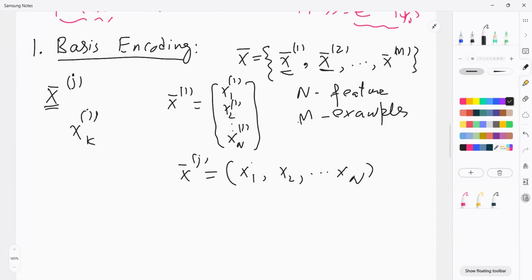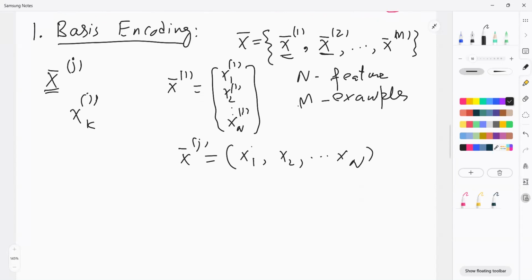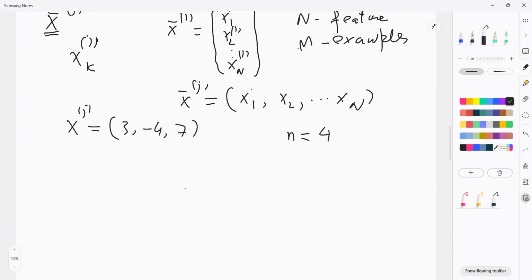All right. So with this convention, let's talk about an example. Suppose I have an example xj, like say 3, -4, and 7. So basis encoding means that I choose some number of qubits. Let's say I choose 4 qubits and maybe 1 qubit for the sign. And then I prepare the binary code for this. So for example, in 4 qubits, this 3 would be 0011.